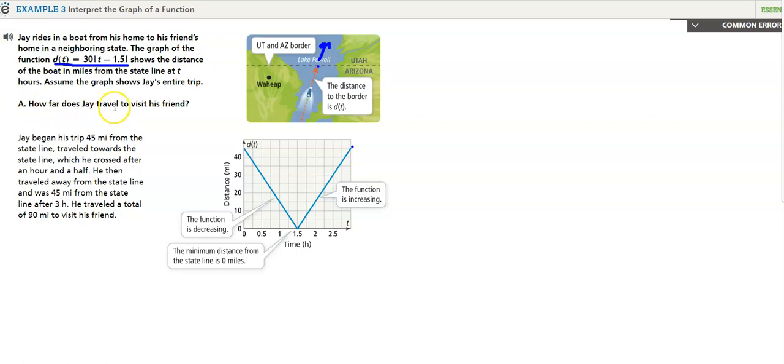The first question says, how far does he travel? If this is his whole visit, he traveled from 45 to 0 and then back to 45. From wherever he was to the state line was 45 miles, and then wherever he ended was another 45 miles. That means we are going 90 miles. He traveled 90 miles in 3 hours to visit his friend.